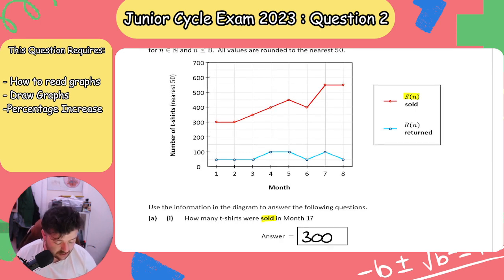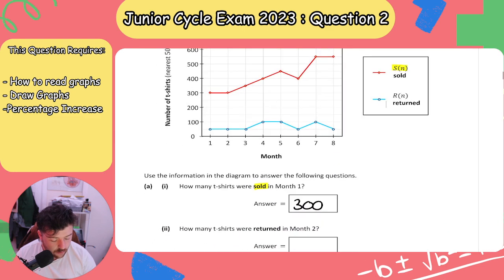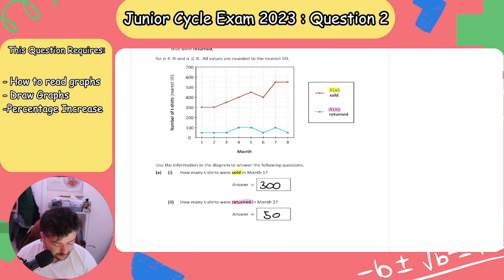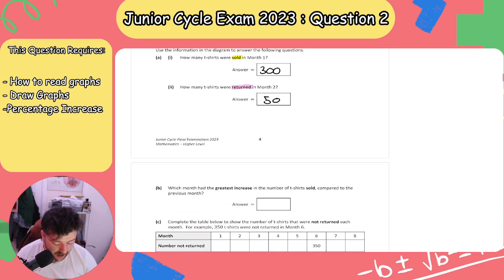Right, so that's a handy dandy question there. How many t-shirts were returned in month 2? So again, now we're looking at returned, right? Now we're looking at the blue graph here. So month 2, we'll go to 2 on my x-axis because it's the months. Go here, go up, 50. So 50 t-shirts were returned in month 2. And that was all that was needed for part A.